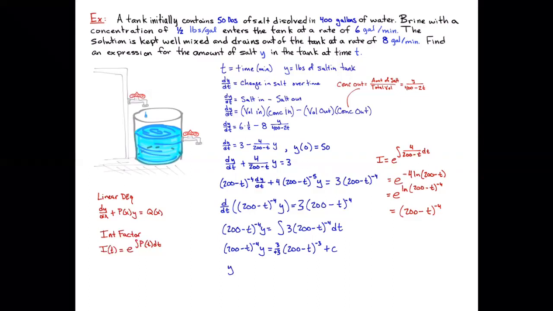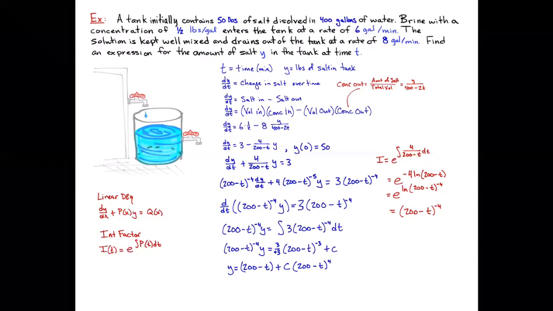We have two last things to do. One is to solve for y. Y equals, we're going to solve for y by dividing through by the integrating factor, which is the same as multiplying by 200 minus t to the positive fourth power. And so I get 200 minus t to the minus third times 200 minus t to the fourth is just 200 minus t to the first power plus c times 200 minus t to the fourth power.